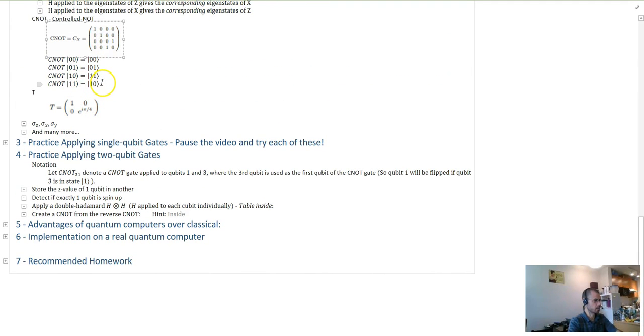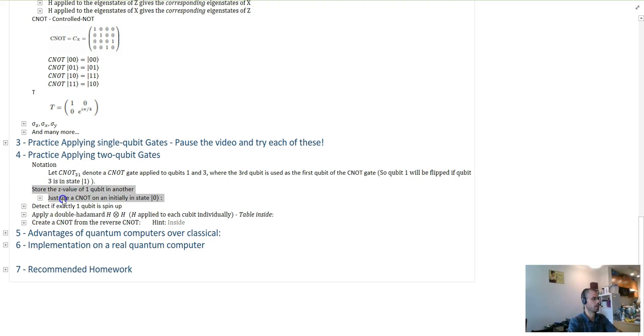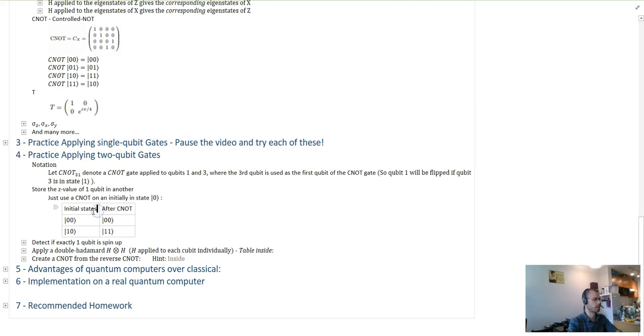Cool. Okay, so we're going to use the controlled NOT here, which remember is this, and does this to these 2 qubit states. So let's just store the z value of one qubit in another one. Figure out how to do that. Pause the video and try to do each of these yourself before you look at my answer. If we just care about the z value, we can initialize a second qubit in state 0 and then just do a controlled NOT. So in this case, we flip the second qubit and it ends up being 1, and so they end up being the same. Pretty simple.